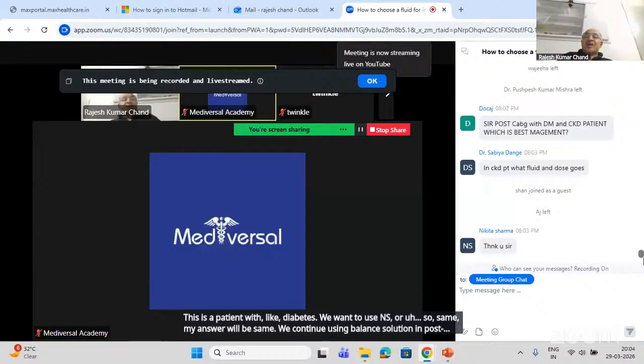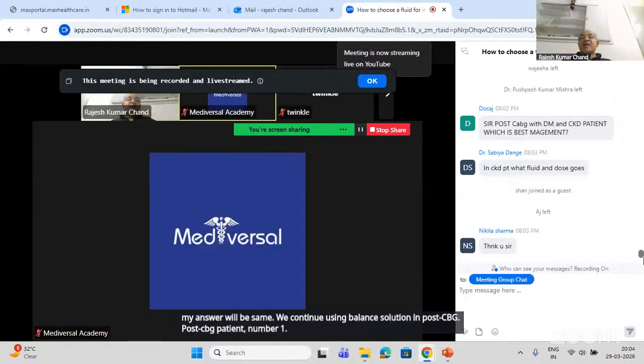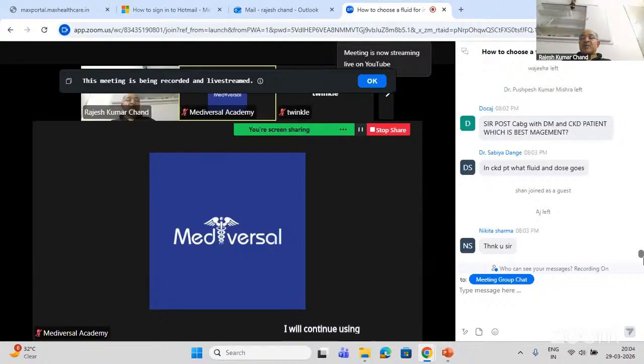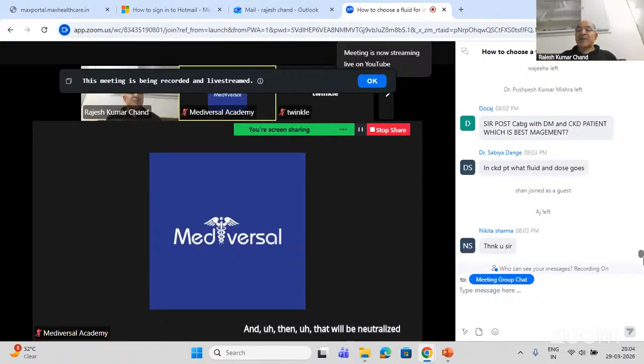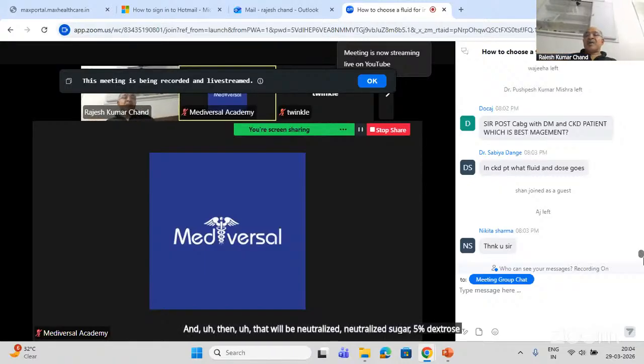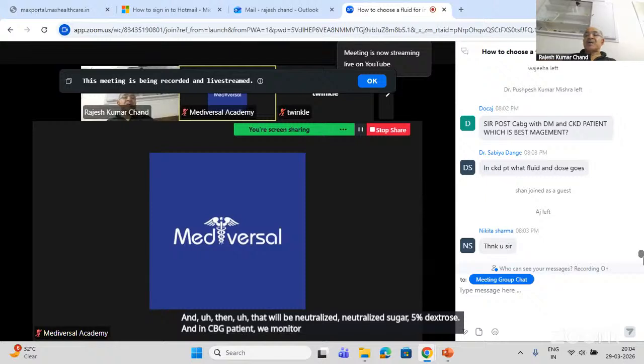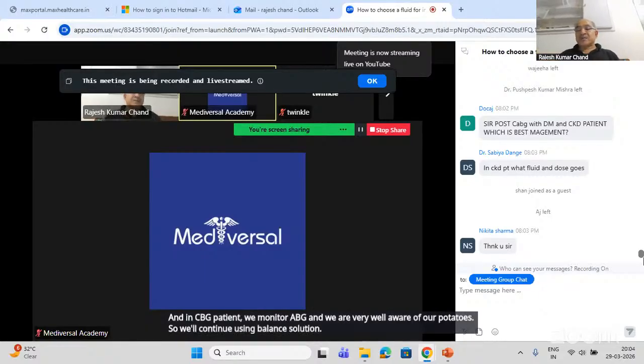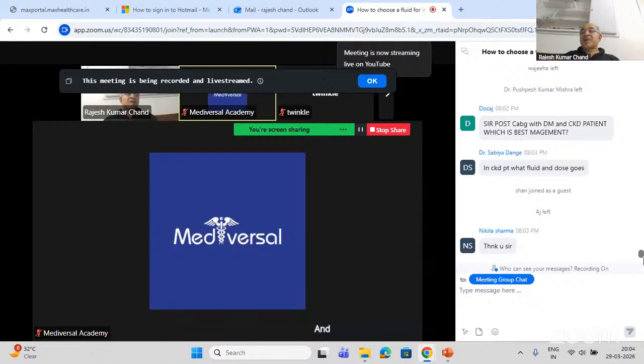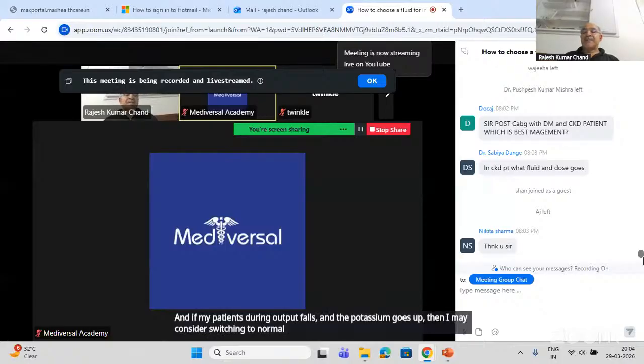Post CABG patient, number one, I will continue using small background flow of dextrose, as I said, 5% dextrose to neutralize sugar, and in CABG patient we monitor ABG, and we are very well aware of our electrolytes. So we'll continue using balanced solution. And if my patient's urine output falls and potassium goes up, then I may consider switching to normal saline.